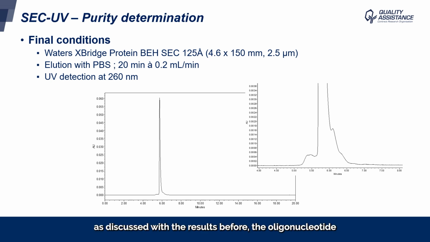As discussed with the results before, the oligonucleotide nusinersen elutes as a sharp peak, and looking into more detail, we see a peak in front of the main peak, which is most likely related to a dimeric state of the oligonucleotide, and there is also a shoulder on the peak indicating the presence of fragments in the samples. With these conditions, it is possible to obtain the relative quantification of each species, so the proportion of monomer, dimer, and fragments. This analysis can be performed as a routine test, as it is easy to set up.